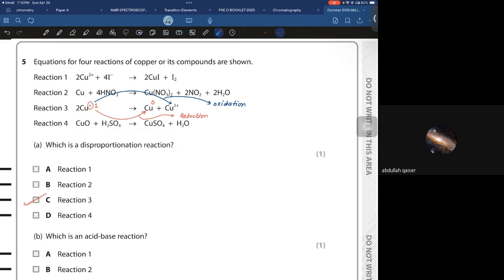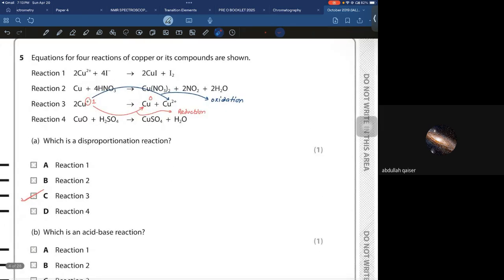So, sir, reaction 2 is a decomposition reaction, right? No, I can't say that. You can see copper is 0 and copper is plus 2. So copper is oxidized. We have to see another copper that would be reduced, but there is no other copper in this reaction. So I can't say that this is a disproportionation reaction. Copper should be oxidized and reduced in the same equation, but it's not happening in this equation.